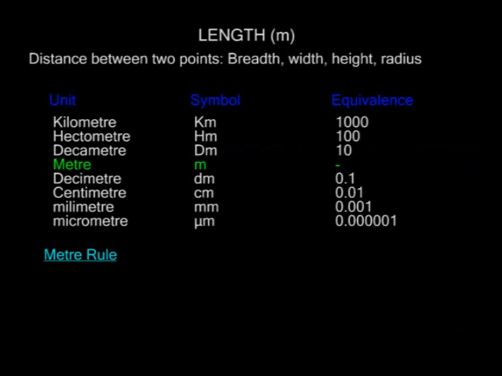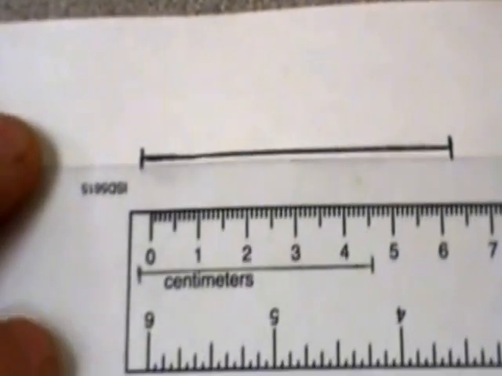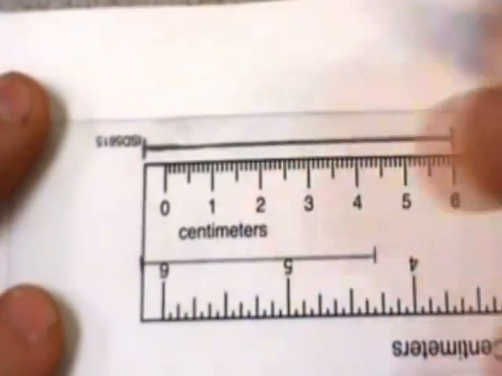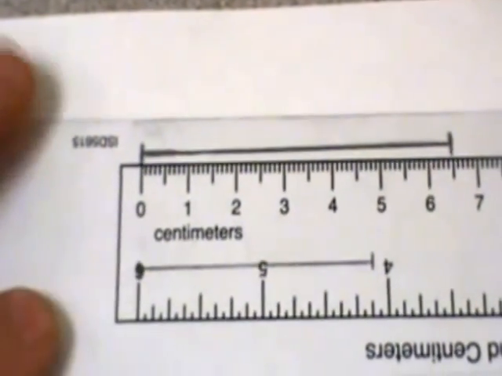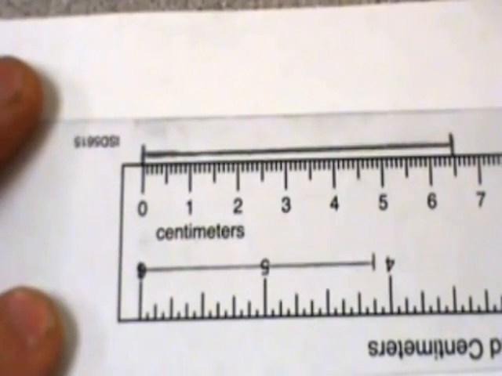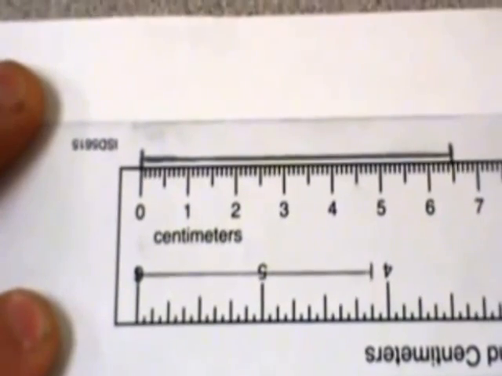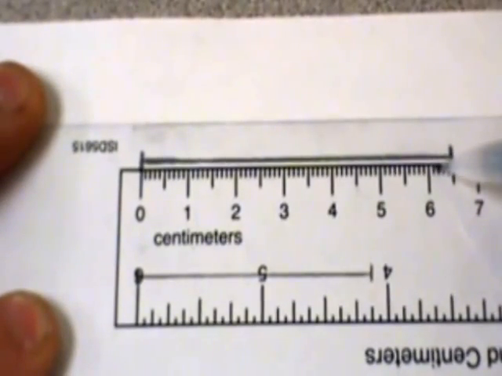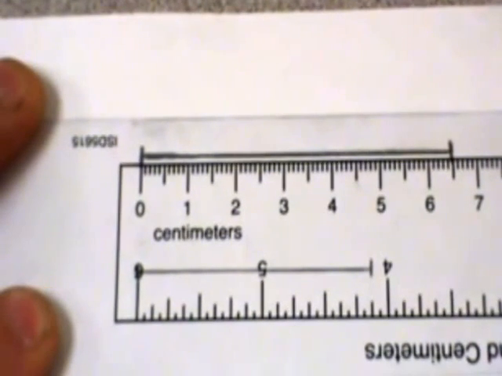Now, for day-to-day work in physics, meter rules and half-meter rules are used. They are graduated in centimeters and millimeters. Using a meter rule is pretty simple. Simply place the meter rule in contact with the object to be measured and you place the end of the object against the 0 mark on the scale. You have to position your eye perpendicularly above the scale to avoid what we call the error of parallax.